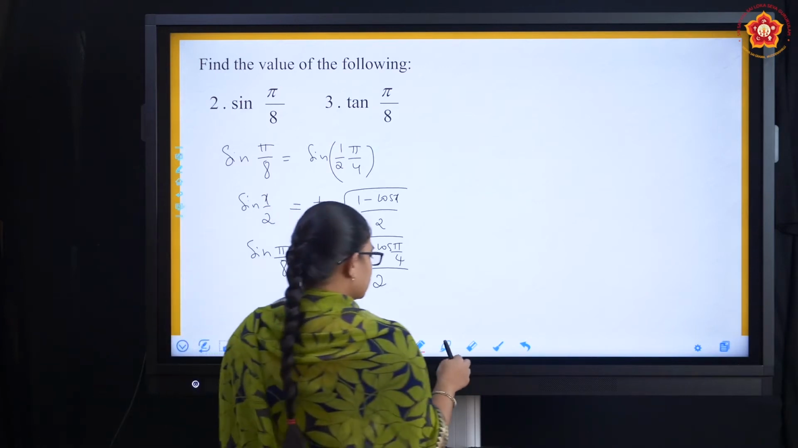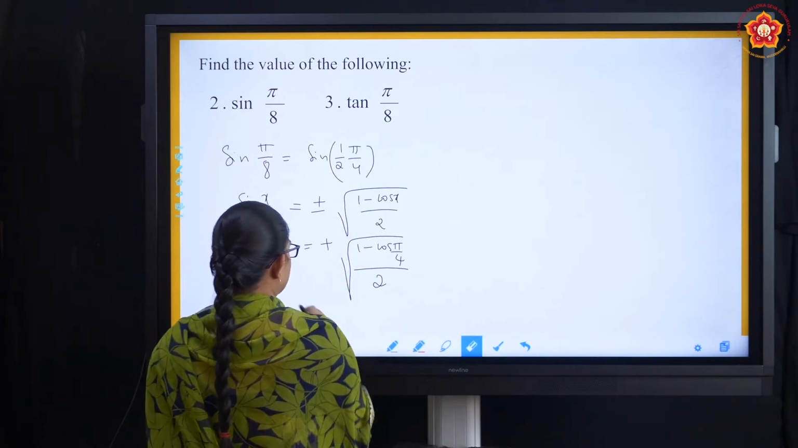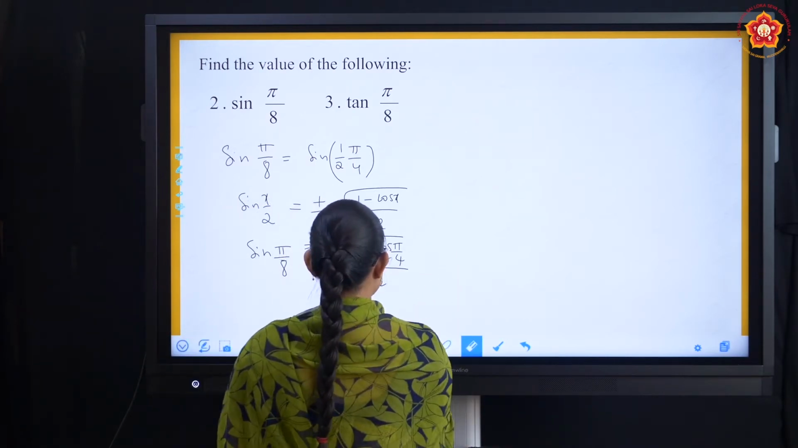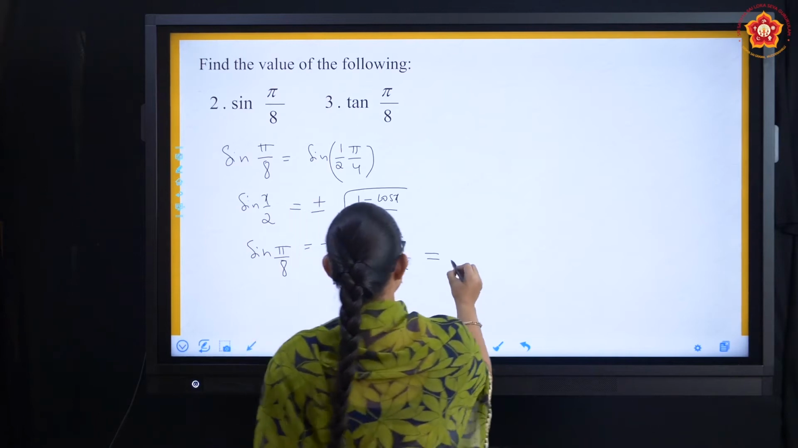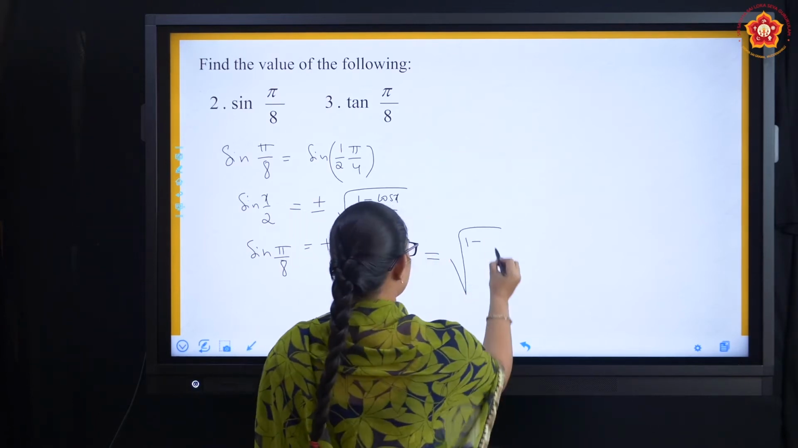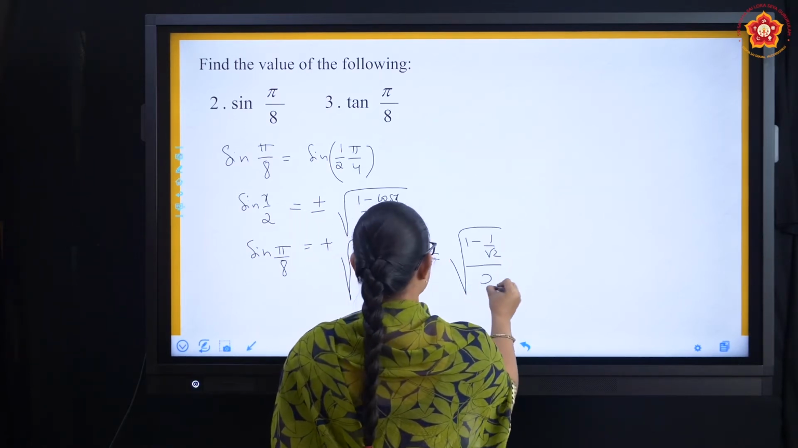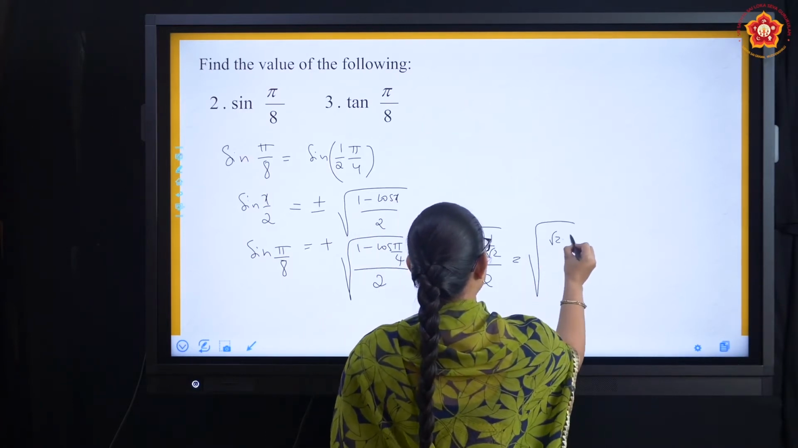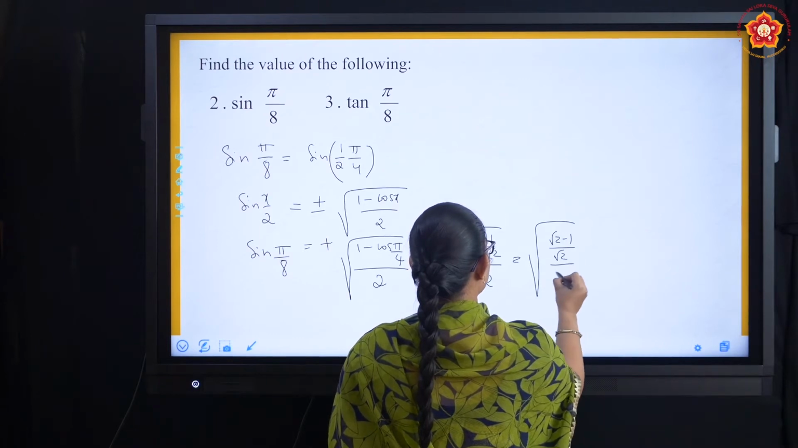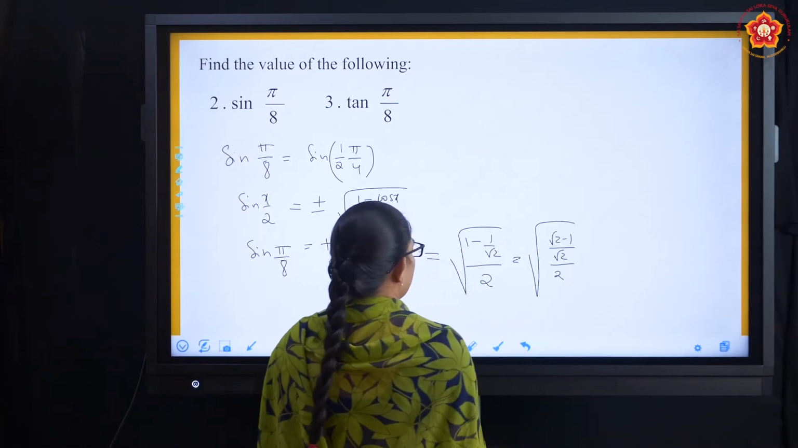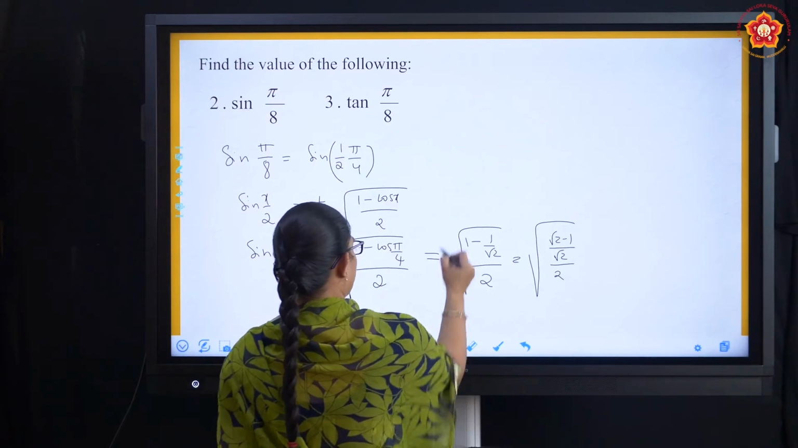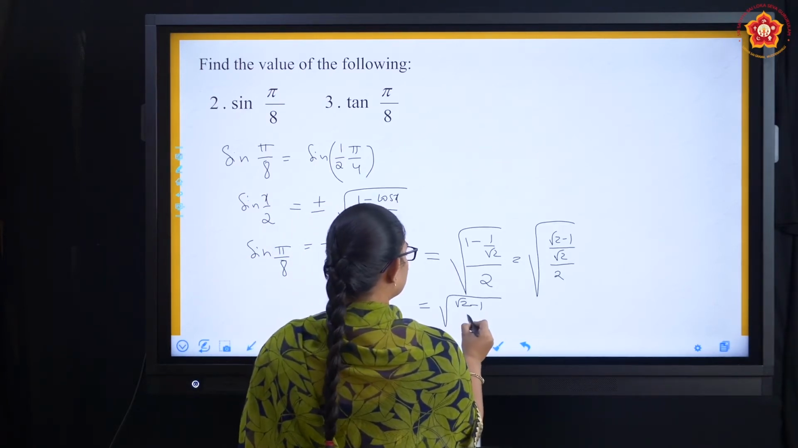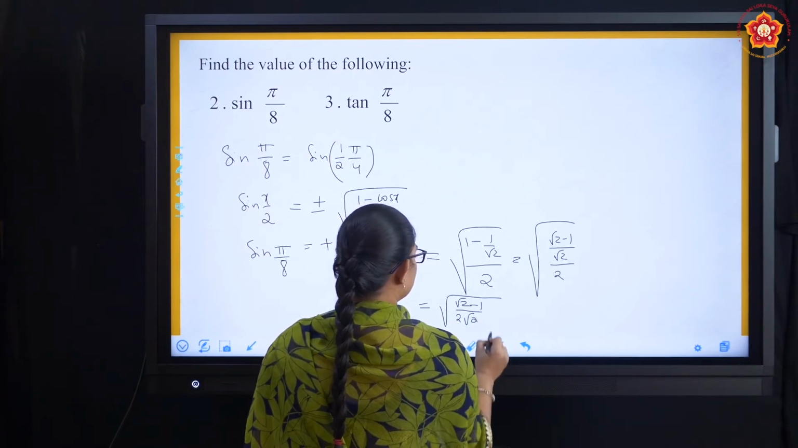Therefore I can consider the positive value only. So I can simplify this now, that is nothing but square root of 1 minus cos pi by 4 is 1 by root 2 divided by 2, which is nothing but square root of root 2 minus 1 by root 2 divided by 2, or I can write that as root of root 2 minus 1 by 2 root 2.